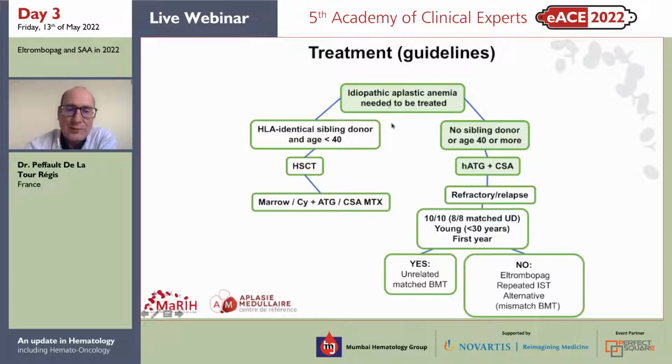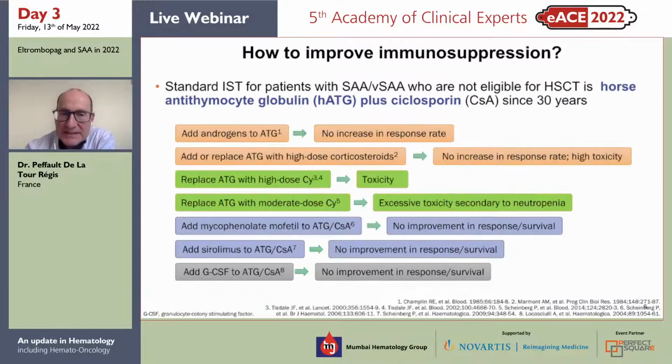And then if the situation is the other one, so older than 40, or patients who have no siblings available in the family, then we can discuss immunosuppression. And for years now, for 30 years, as you know, the reference treatment was horse ATG plus cyclosporine, horse better than rabbit. That was published in the New England Journal in 2011 by Phillip Scheinberg from NIH. And so that's the platform that everybody has been trying to improve for decades.